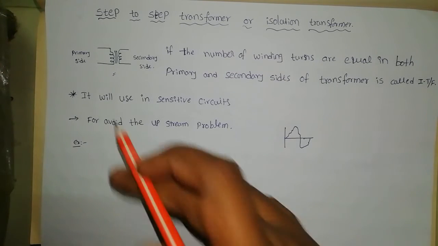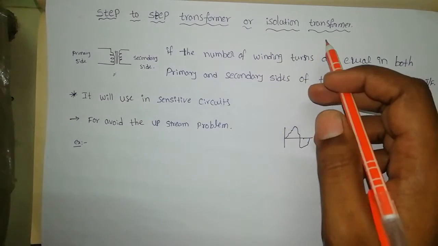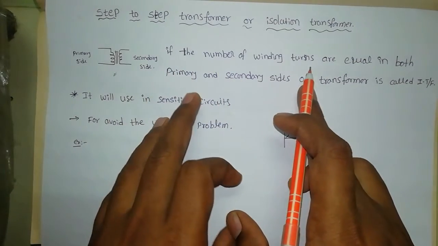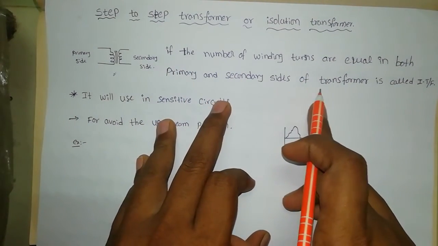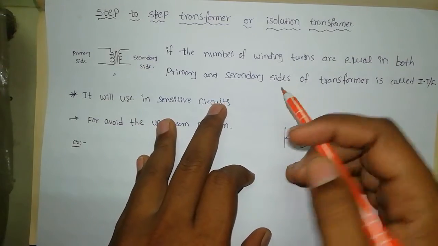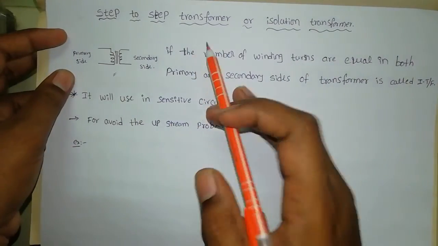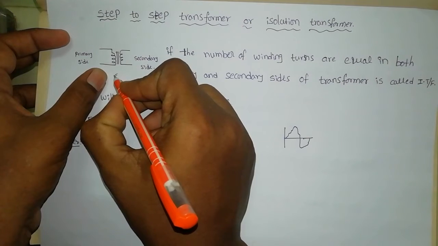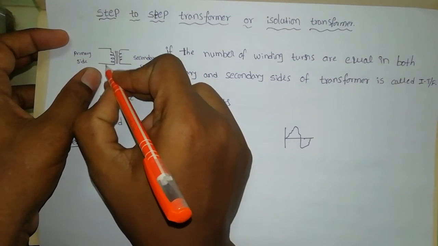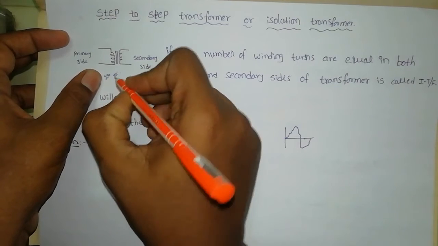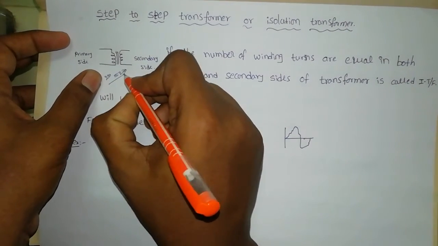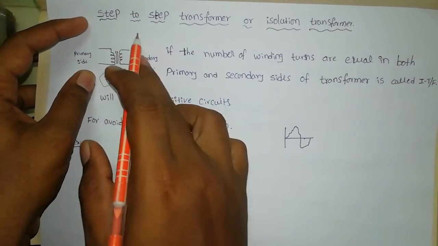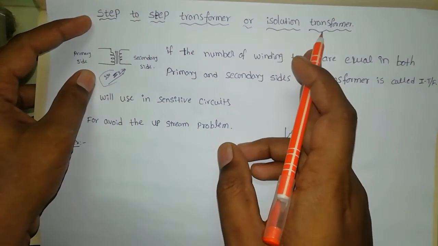Hi friends, a step to step transformer or isolation transformer means the number of winding turns are equal on both the primary and secondary sides of the transformer. The primary side and secondary side number of turns must be equal. For example, if this side is 230, this side also must be 230, meaning it will be equal. In this case, this transformer is called a step to step transformer or isolation transformer.